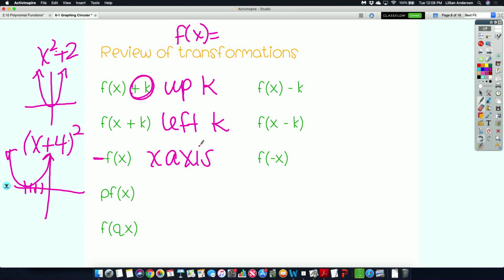What was a number in front of the function? What did that do? When you saw 3x squared, what did that do? Which way? Vertically. These were the vertical stretch or shrinks, by that value.